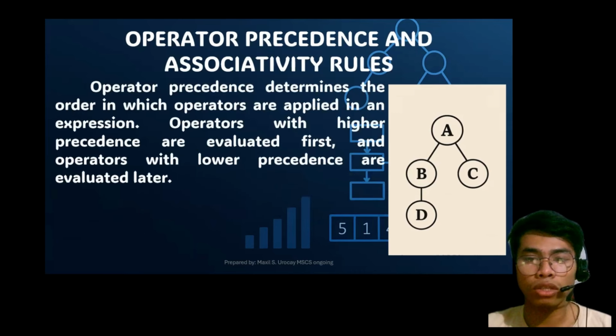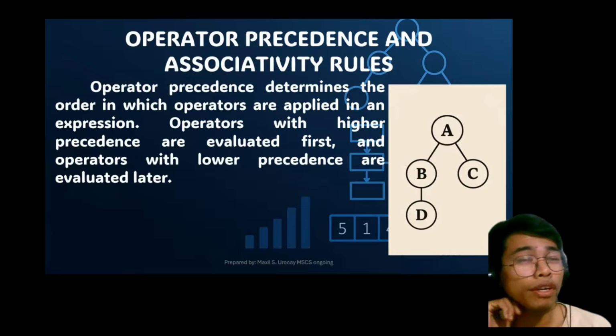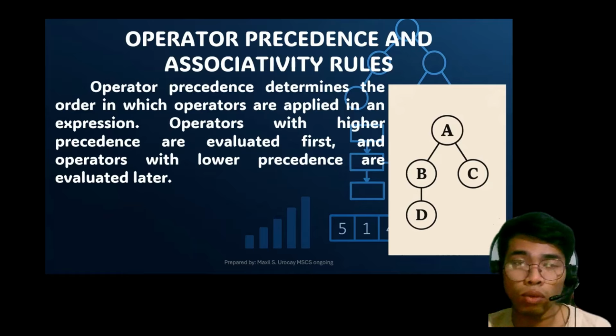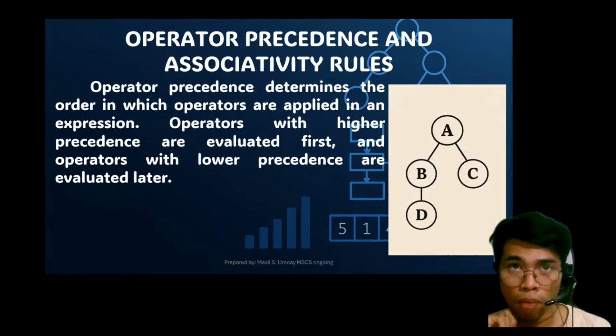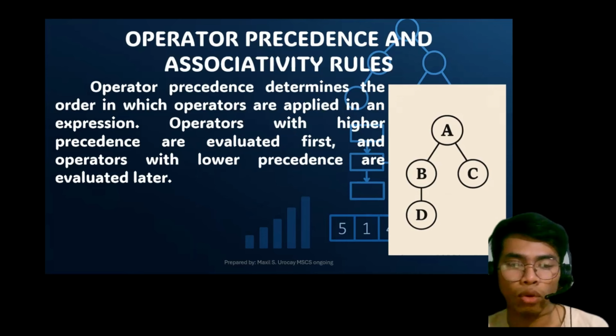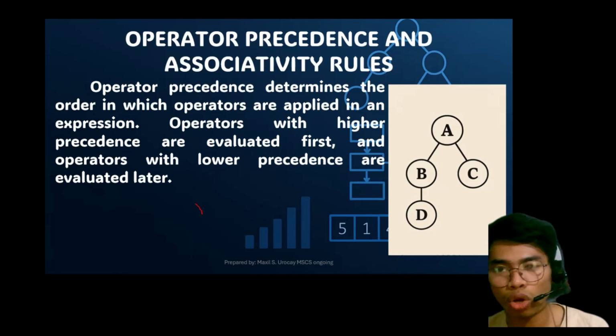Now, operator precedence determines the order in which operators are applied in an expression. Operators with higher precedence are evaluated first, and operators with lower precedence are evaluated later. So for example, if we're following PEMDAS, what will be the operators that have the highest precedence? The parentheses, then exponent, then multiplication, division, then addition and subtraction. That's how it works for PEMDAS.